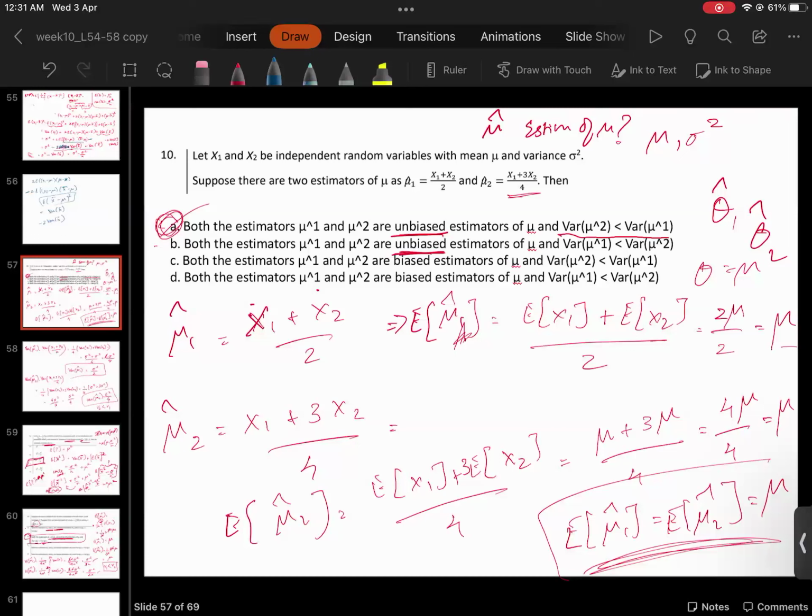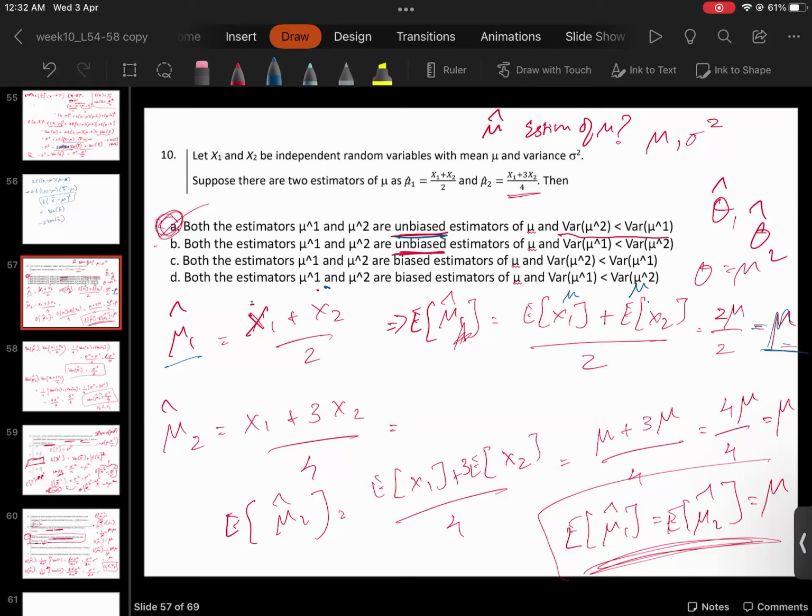So you have mu1, mu2. Mu1 is x1 plus x2 by 2. So now you need to calculate expectation of mu1. You have two terms, so expectation of x1 plus expectation of x2 divided by 2. We know that expectation of x is equal to mu. So you'll have mu plus mu is equal to 2 mu divided by 2, which is equal to mu. So expectation of mu1 hat is equal to mu, which means this is an unbiased estimator of mu.